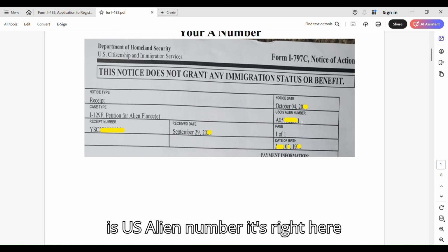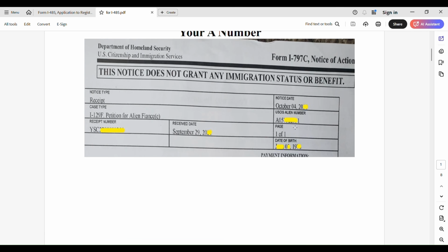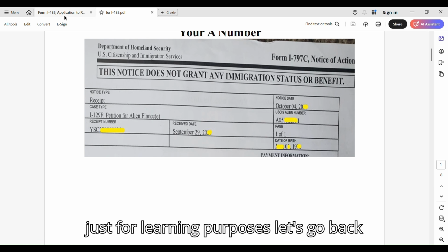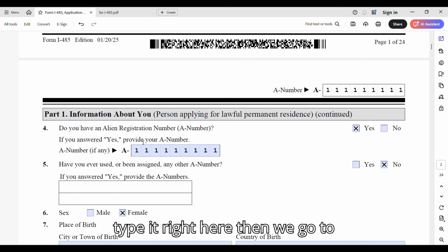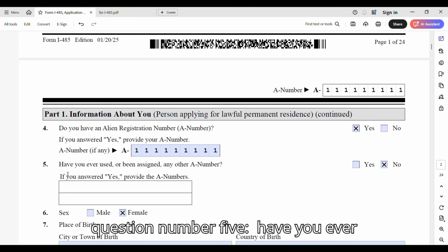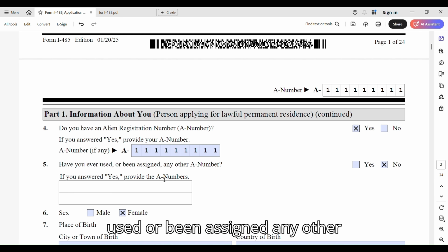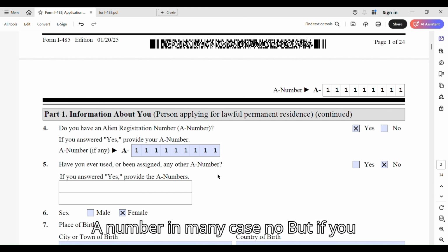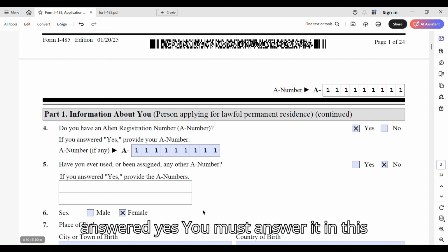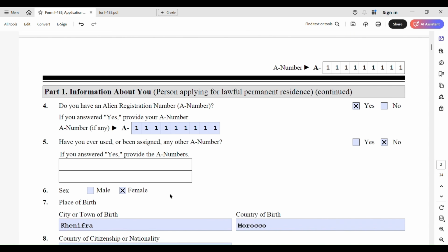This is the USCIS alien number. It's right here, just for learning purposes. Let's go back. Type it right here. Then we go to question number 5. Have you ever used or been assigned any other A number? In my case it is no, but if you answered yes, you must enter it in this box right here.